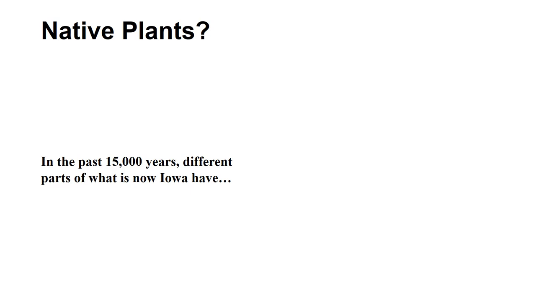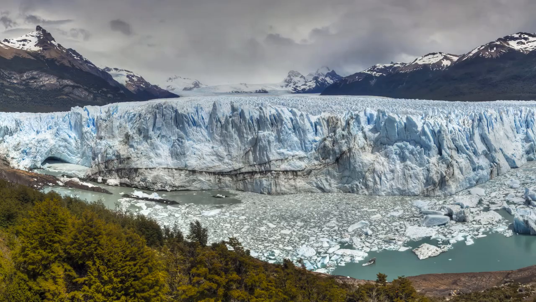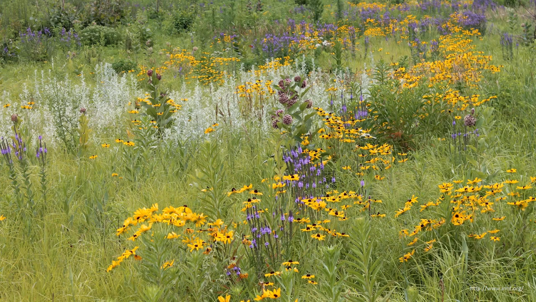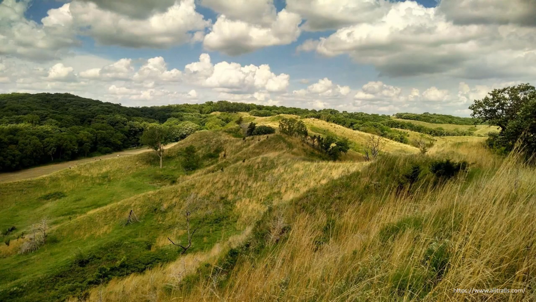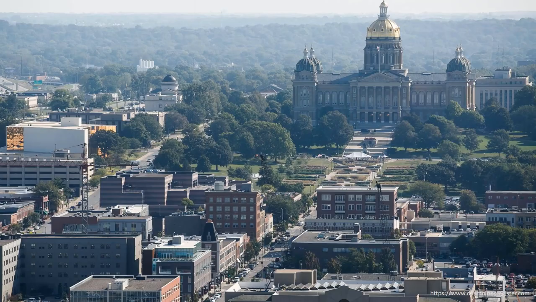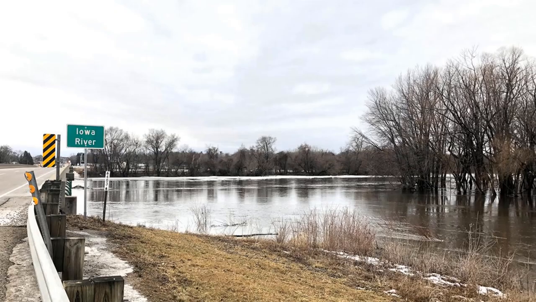So in the past 15,000 years, different parts of what is now Iowa have been covered by glaciers that have bulldozed away topsoil and dropped little bits of Canada across the state as the glaciers receded. Parts of Iowa have been fire-adapted prairies and savanna grazed by different large megafauna, which no longer roam these areas. Parts of Iowa have received windblown soil from Nebraska and the floodplains of the Missouri River, and this now forms the Loess Hills along Iowa's western edge. Many parts of Iowa have been plowed, farmed, and developed into cities. And of course, flooding is constant in Iowa.